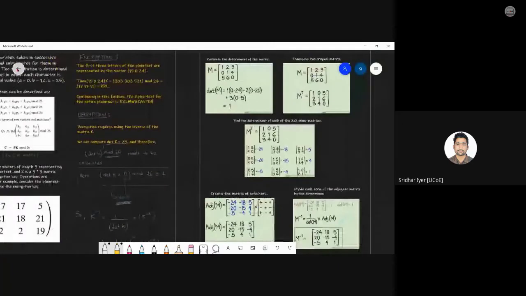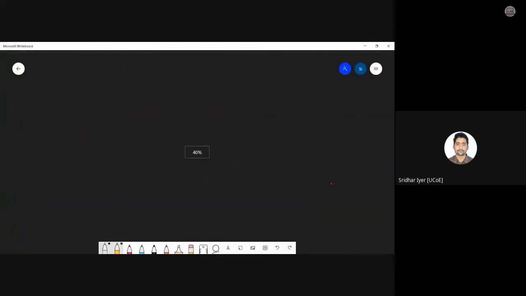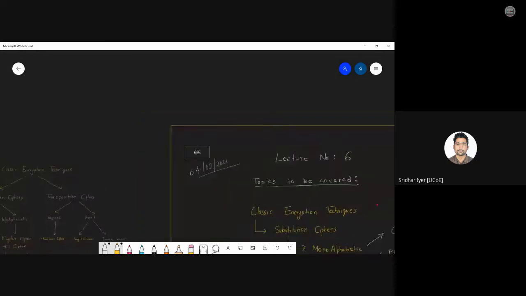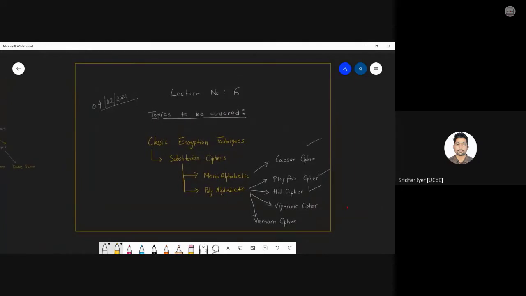So let's start today's lecture, and we are having these two topics left out from substitution ciphers, which are basically Vigenere cipher and Vernam cipher. Let me show that. So these are the two topics which are left, and this is what we are going to do today: Vigenere cipher and Vernam cipher.